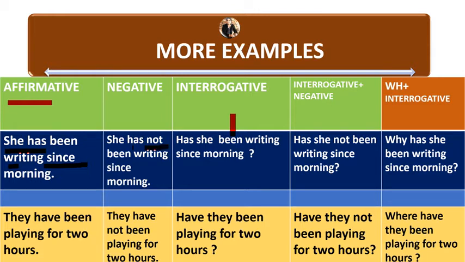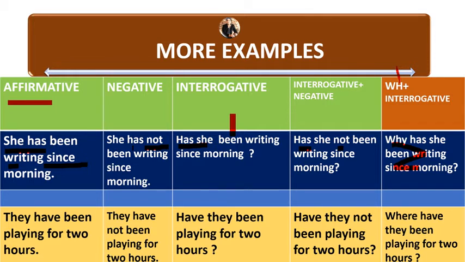When I say interrogative: Has she been writing since morning? When I say interrogative plus negative, we make use of has along with not: Has she not been writing since morning? Why has she been writing since morning? Here I make use of the word why. Why is a WH word. I have already discussed with you in other sentences that WH is a question word, and when you want to make a question, initially you need to first make the sentence interrogative, then you can make it in question form.